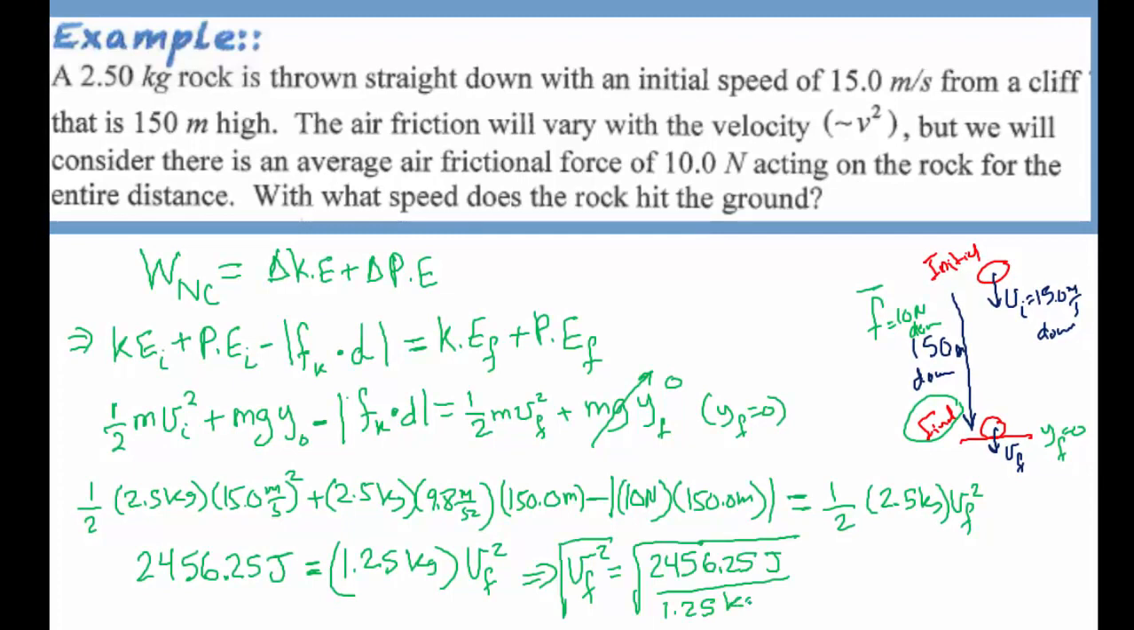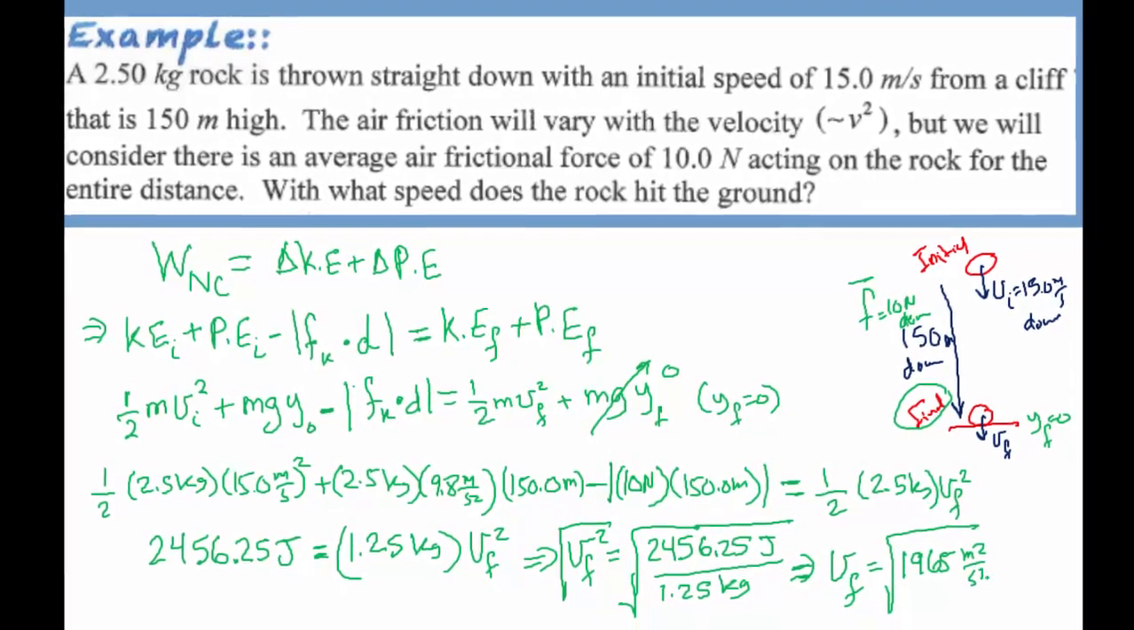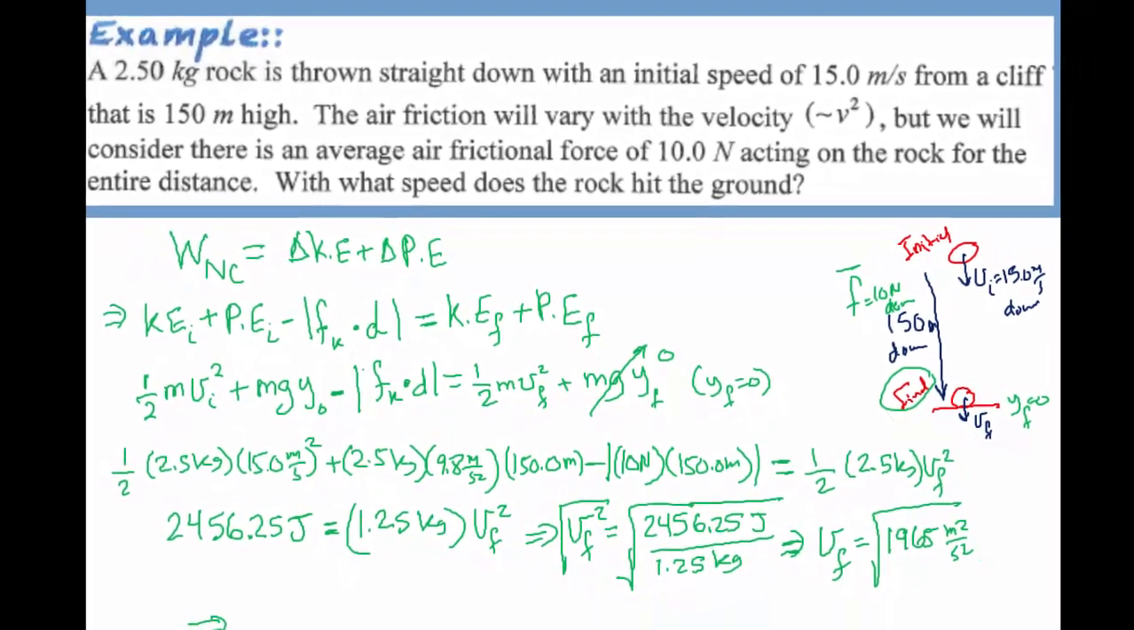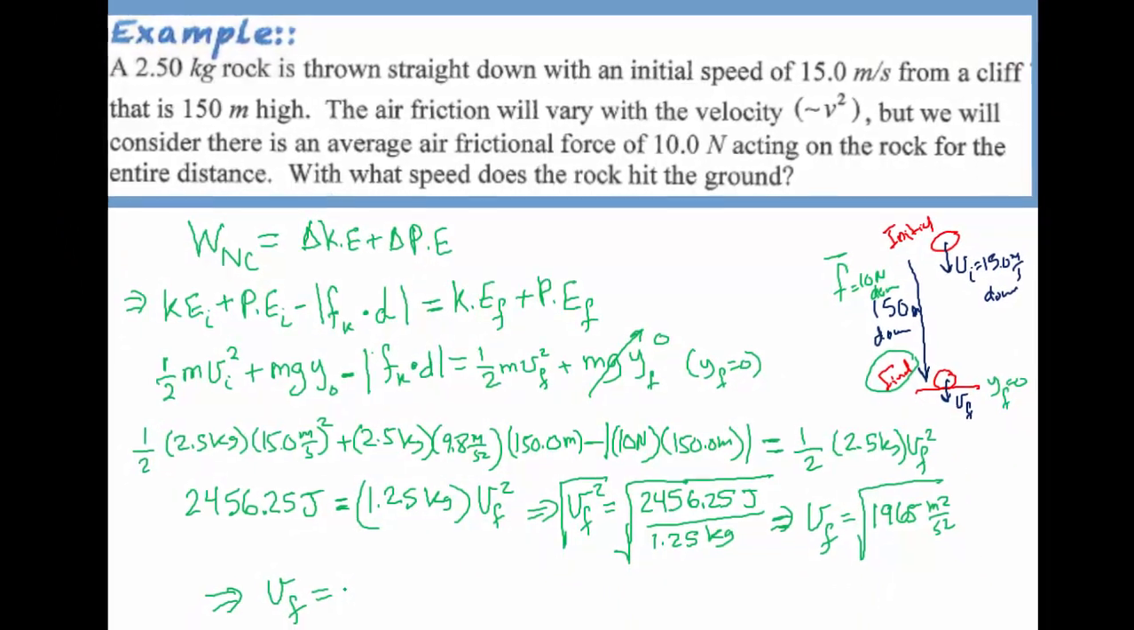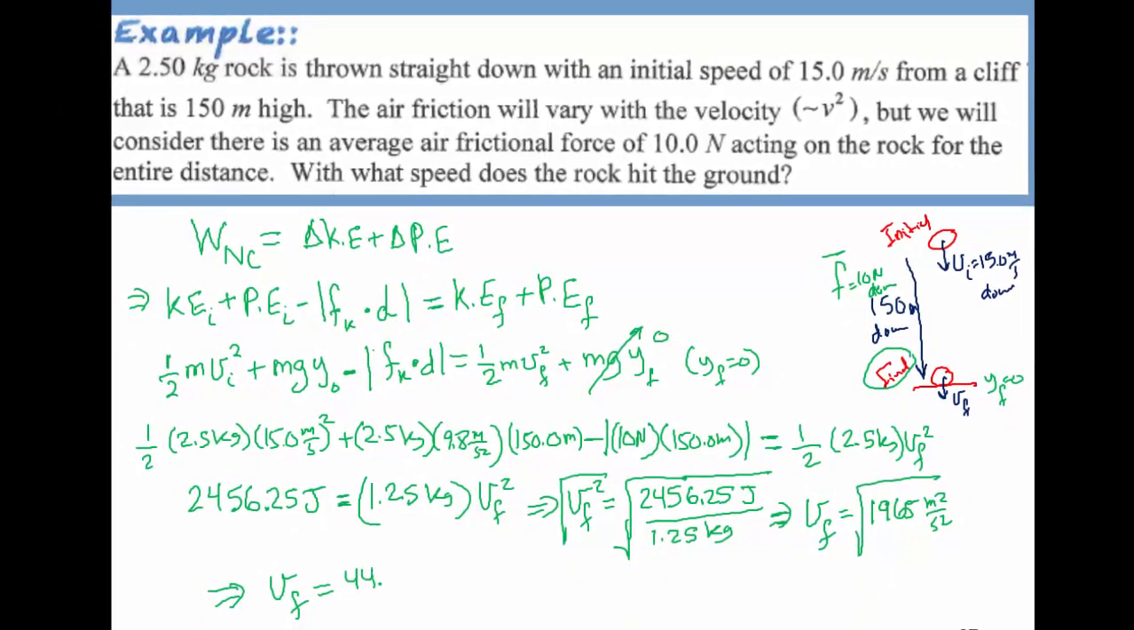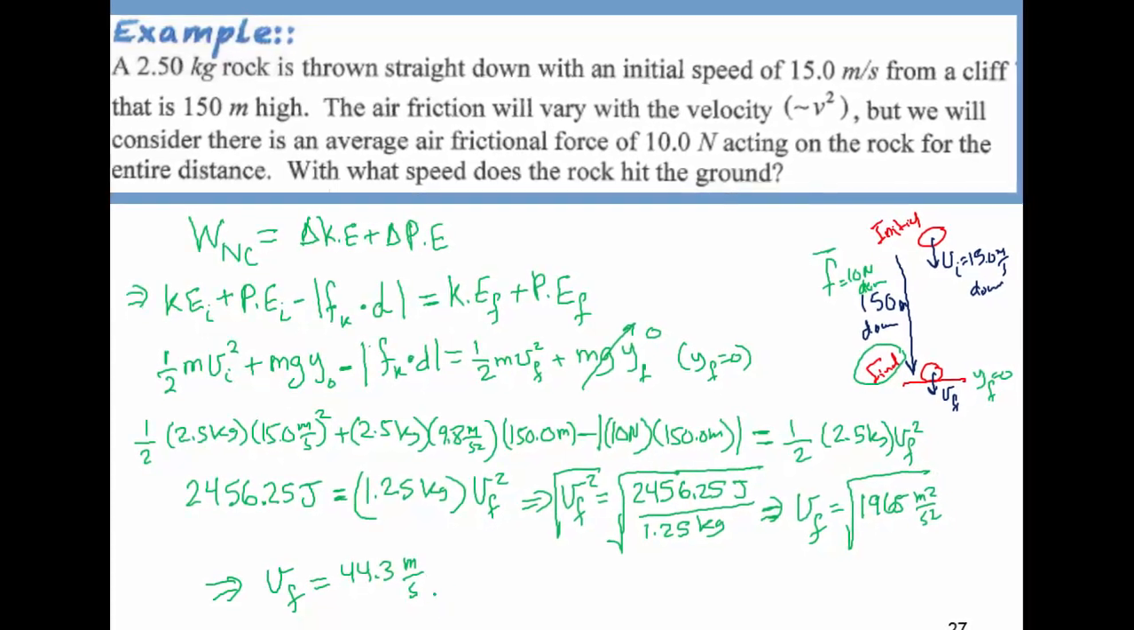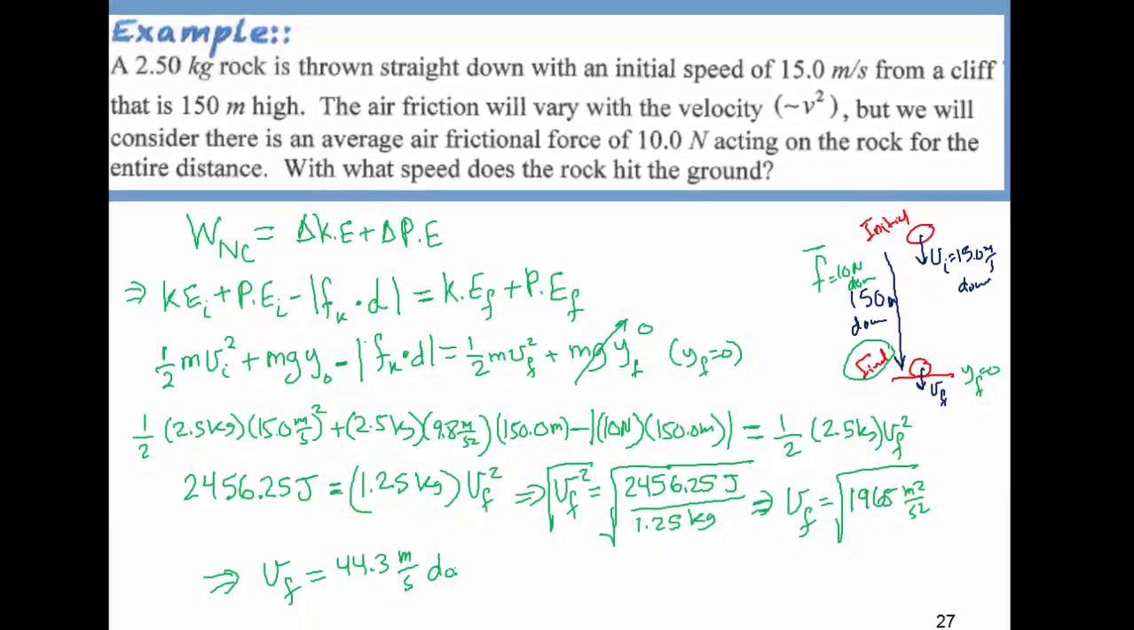Now recall that a joule is kilogram meter squared over second squared, and kilogram will cancel out with kilogram. And if you divide 2456.25 by 1.25, this will yield 1965, and this is meter squared over second squared. Taking the square root of 1965 will yield 44.3 meters per second, rounded off to 3 significant figures, and this is downward.